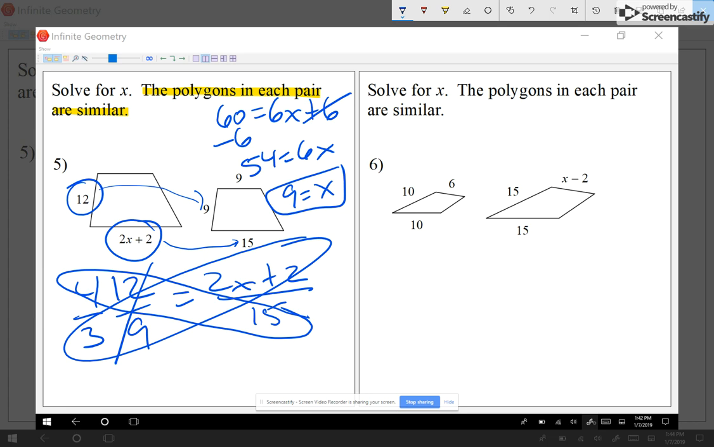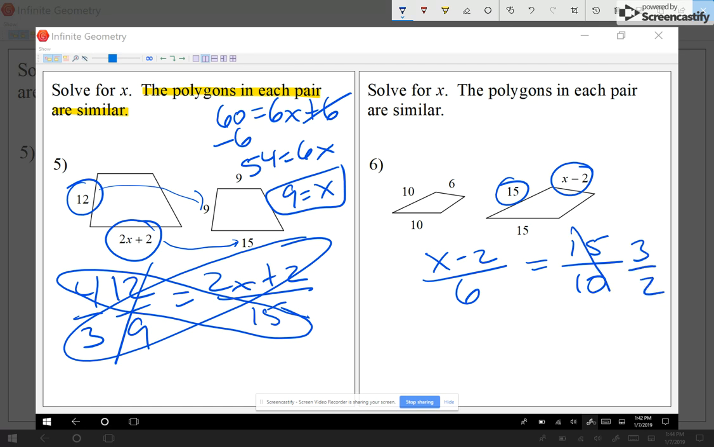Okay. Looking at example number 6, I'm going to use these two values. Like I said, you only need 2. If I give you 3, just get the 2 that you need. I'm going to go x minus 2 and 15. Now, what do I write under the x minus 2? 6. Good, thank you. What do I write under the 15? 10. Now, 15 over 10 can be simplified. I'm going to call that 3 over 2.